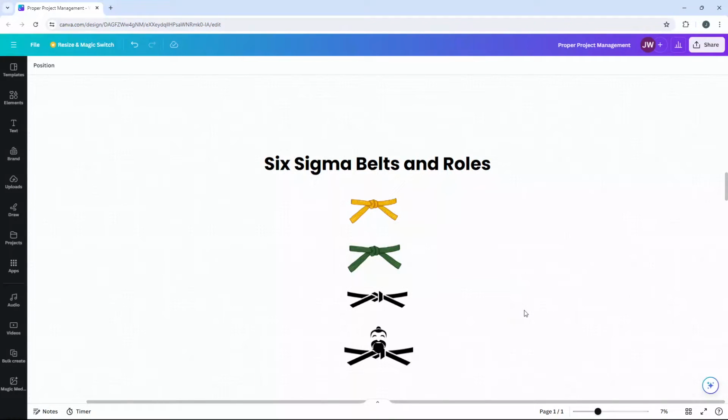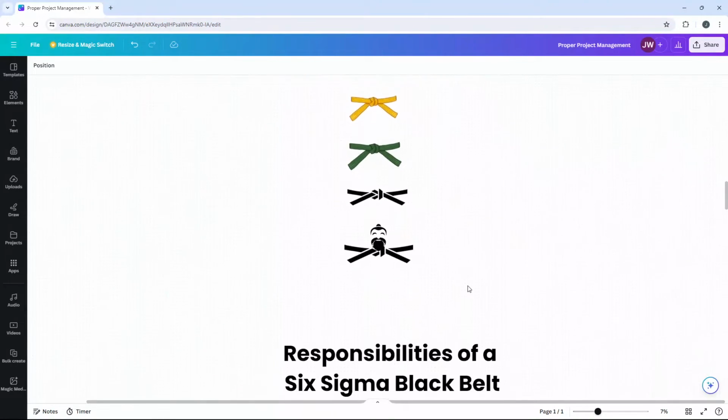So the main difference, you're probably wondering, is there much of a difference between a black belt and a master black belt? Well, the main difference is that the master is more high level, they're more strategic, and they look after programs of projects. They focus more on the organizational level and broader strategic initiatives. So with this in mind, let us go back to the Six Sigma black belt, which is what this video is all about.